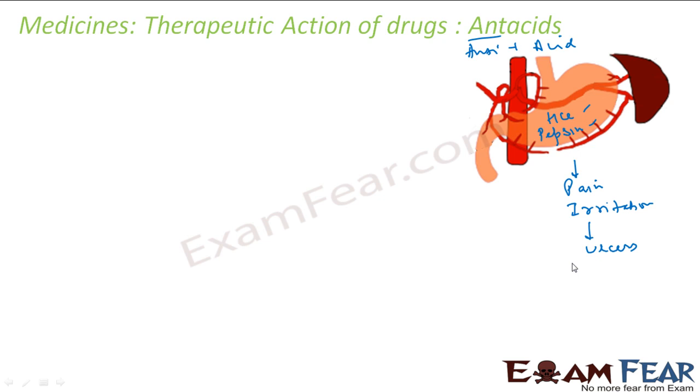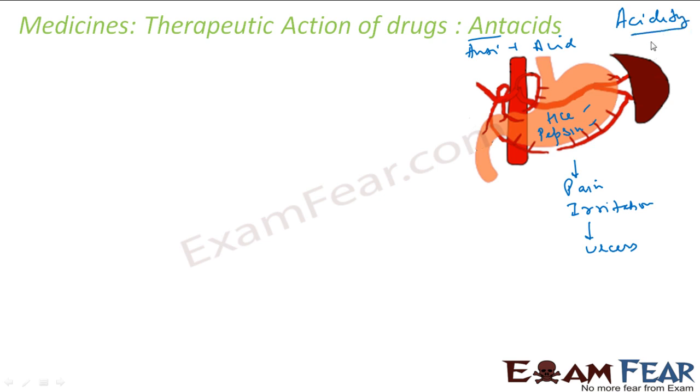Correct. So what is the problem statement? Stomach generally, to digest the food, creates hydrochloric acid and pepsin. But sometimes the hydrochloric acid and the pepsin is too much in the stomach. It creates more and more hydrochloric acid and pepsin, and that will cause you pain and irritation. It will also cause ulcer if severe. This scenario is called acidity in the stomach. You must have heard of this term, acidity in the stomach.